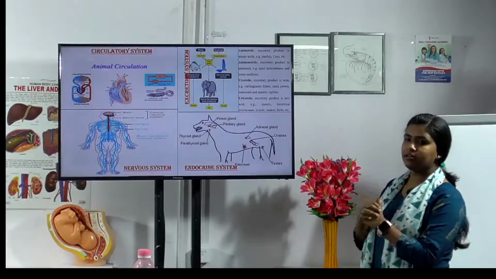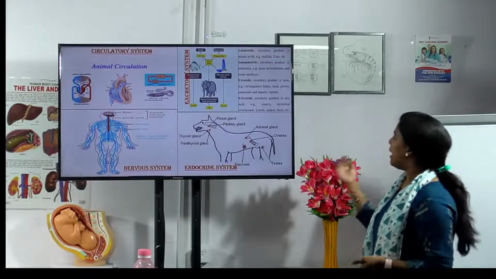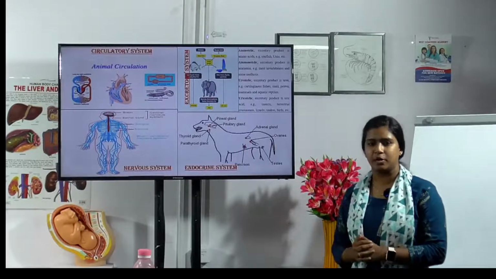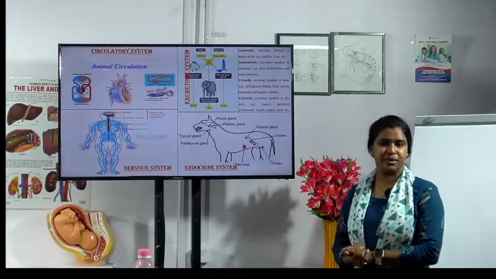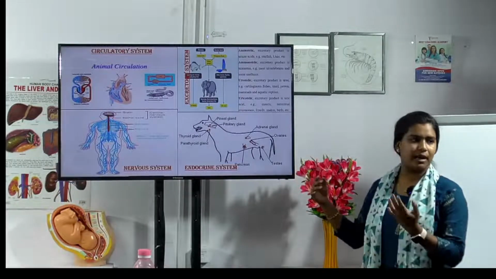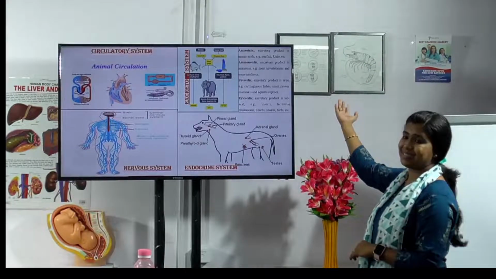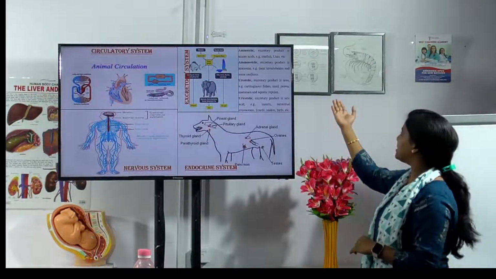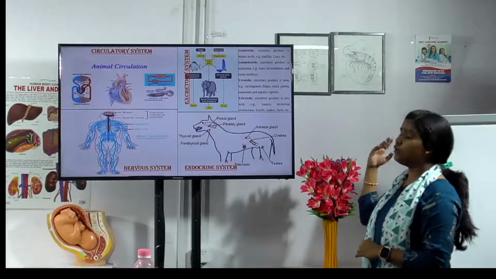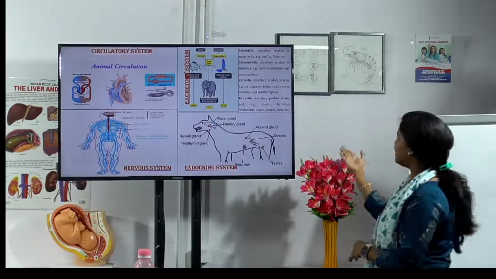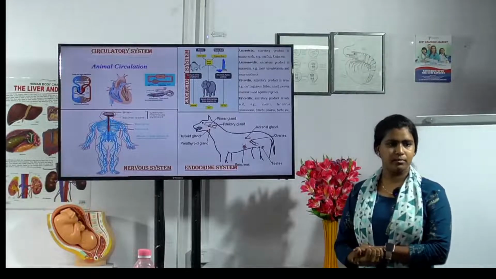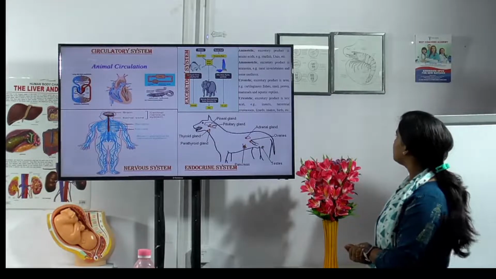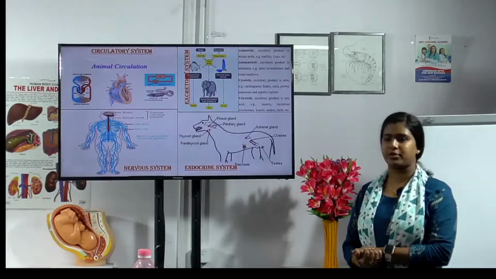And then excretory: excretion occurs. Based on the animal, a certain amount is excreted, and animals are classified based on that. If the organism excretes ammonia, it is called ammonotelic; urea, ureotelic; uric acid, uricotelic.